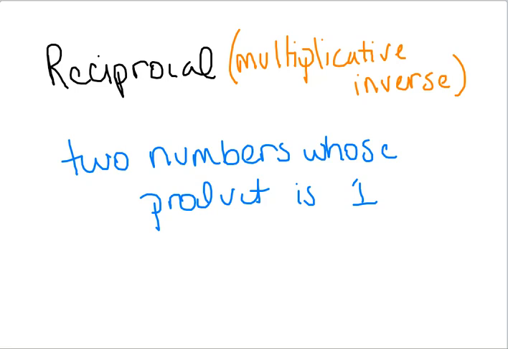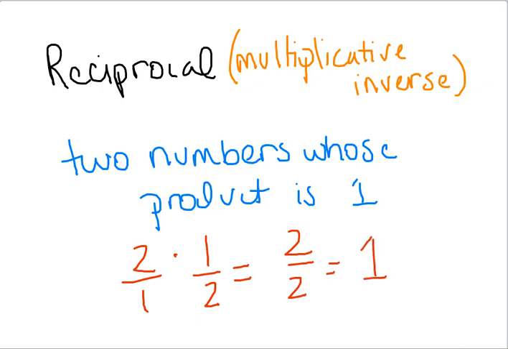And reciprocals are two numbers whose product is 1. So if I look at 2 times 1/2, well, that's 2 over 1 times 1/2. So 2 times 1/2, that's 2 over 2, and that equals 1. So 2 and 1/2 are reciprocals. They are multiplicative inverses of each other.